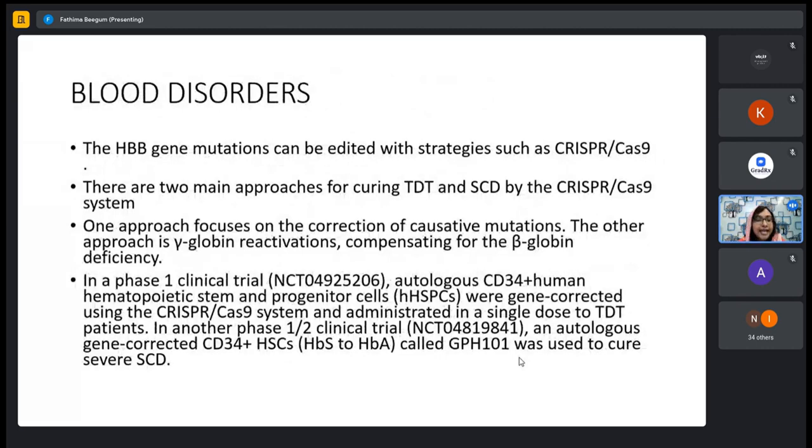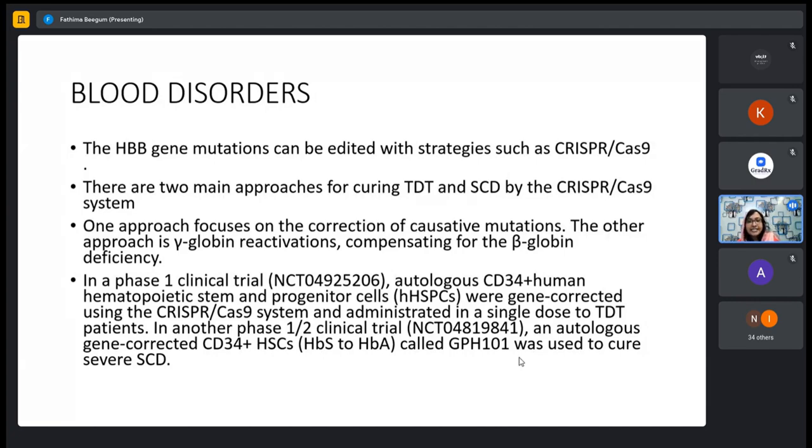Then for blood disorders, the HBB gene, that is hemoglobin subunit beta, that gene mutation is there in case of sickle cell anemia and beta thalassemia. So that can be edited by using CRISPR technology. One approach is to fix the mutation, and the other approach is to activate the gamma globin. Thus two approaches are there for treating thalassemia as well as sickle cell anemia.